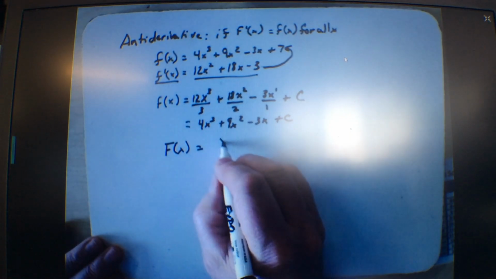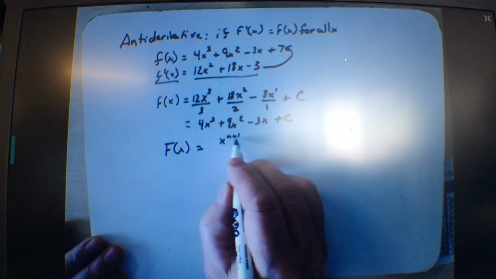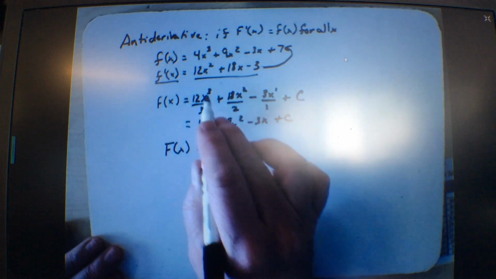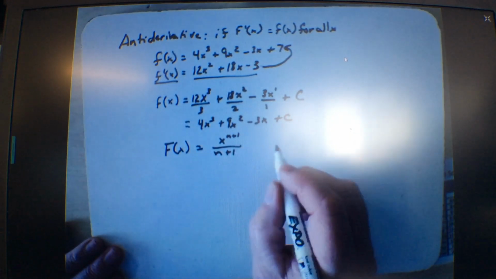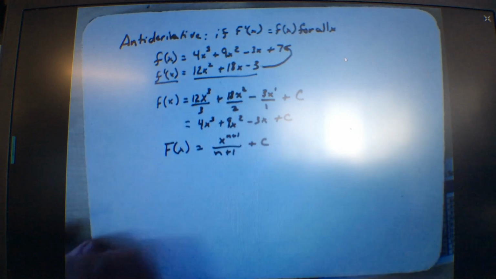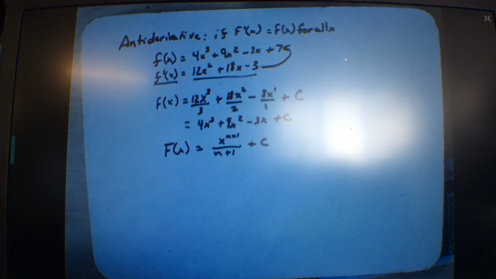It is x to the n plus 1. Each one of these terms is x to the n plus 1, right? We added up 1 to it, didn't we? And then we divided by that n plus 1, and then we had to add a c to it, didn't we? And that's this c. All right, let's see if it works.